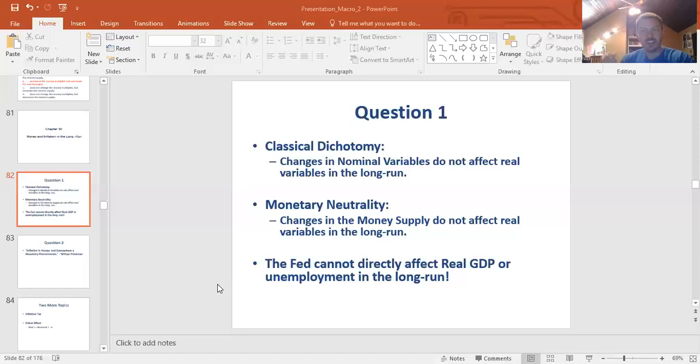Now, I hope that makes sense. If not, let's talk about it some more, whenever, but this is a fundamental principle you can't forget. Changes in the money supply, a nominal variable, cannot affect real variables.